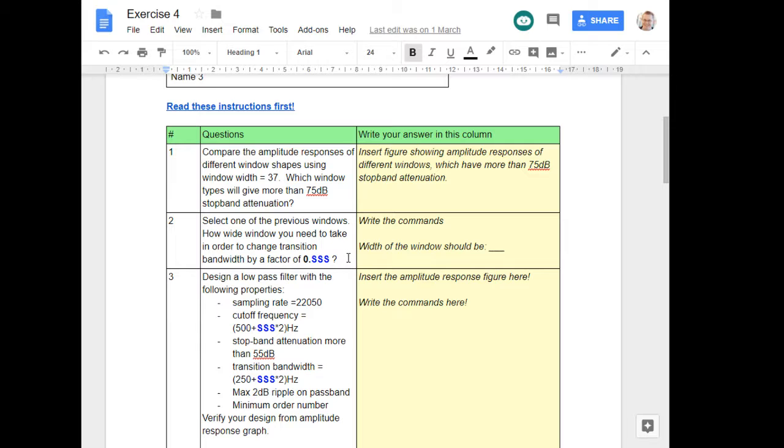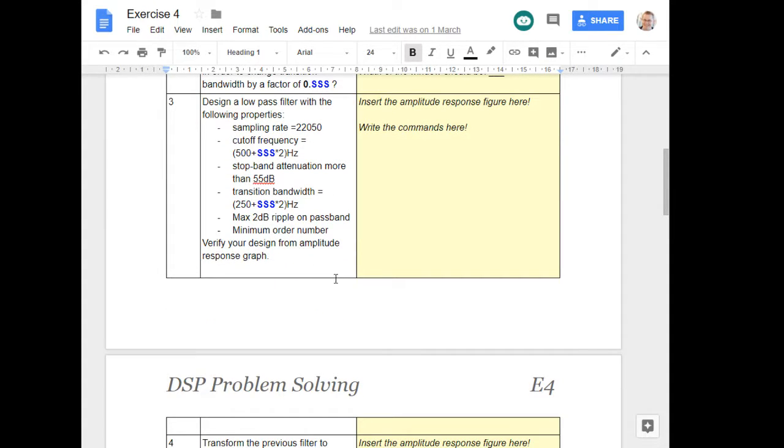And then basically you need to design a filter. Select one of the previous windows. How wide a window do you need to take in order to change the transition bandwidth by that factor? Design a low-pass filter. Okay, so that's where the fun begins.